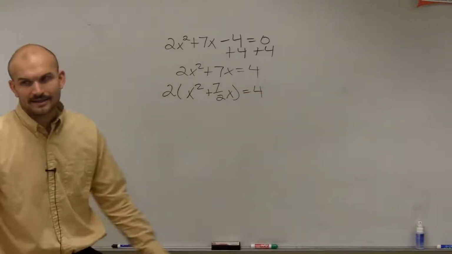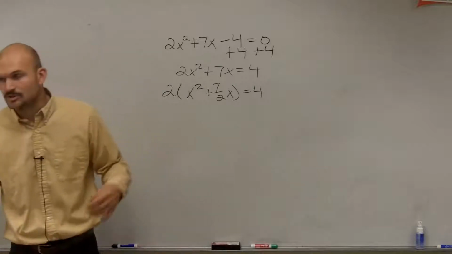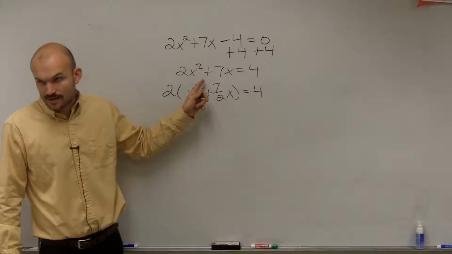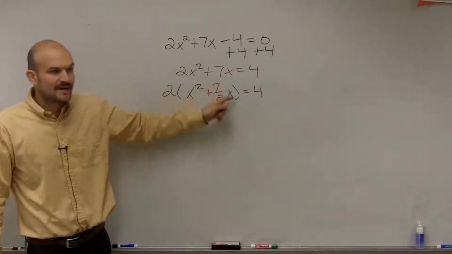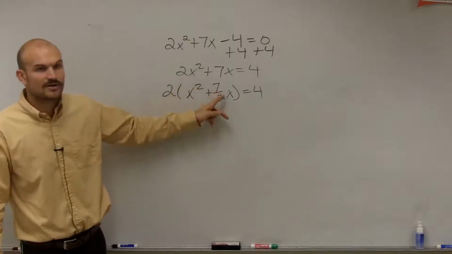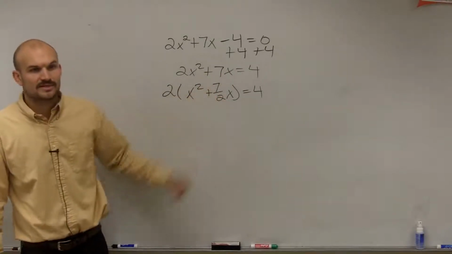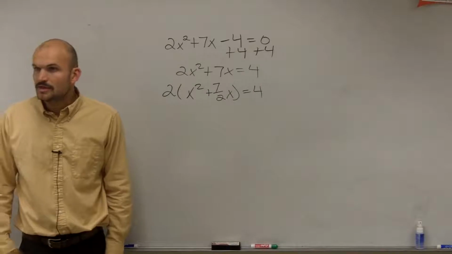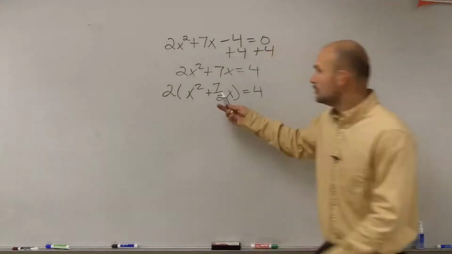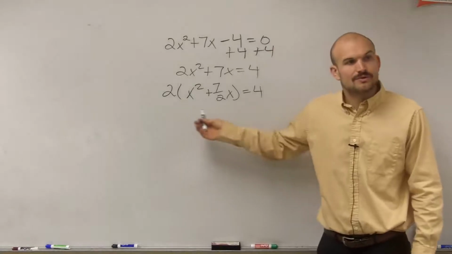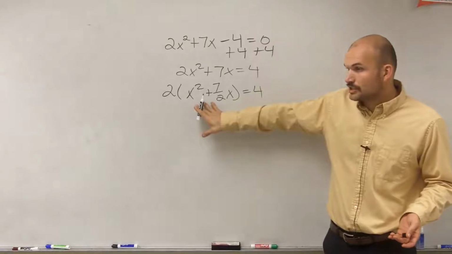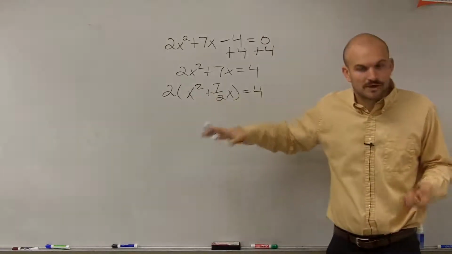Now, is that the correct way to factor out a 2? Let's double check by doing the distributive property. Is 2 times x squared 2x squared? Yes. Is 2 times 7/2 x equal to 7x? Yes, because when you multiply across, the 2's would divide out, leaving you just with the 7x. All right? So when you want to factor something out and it doesn't evenly factor into it, this is the way that it's going to look. All right? So now we have our terms.